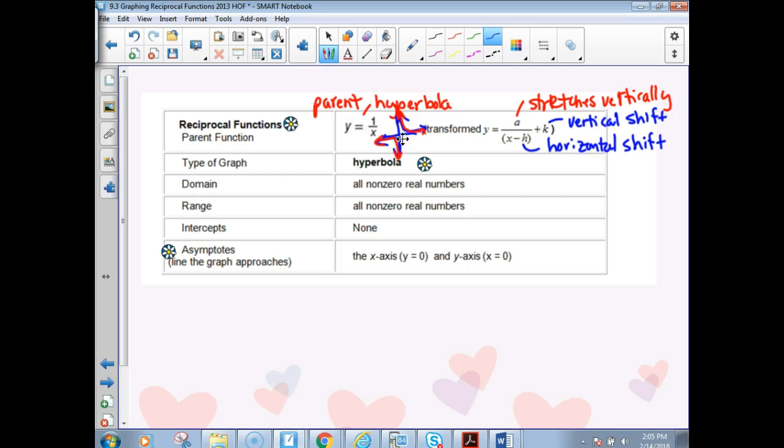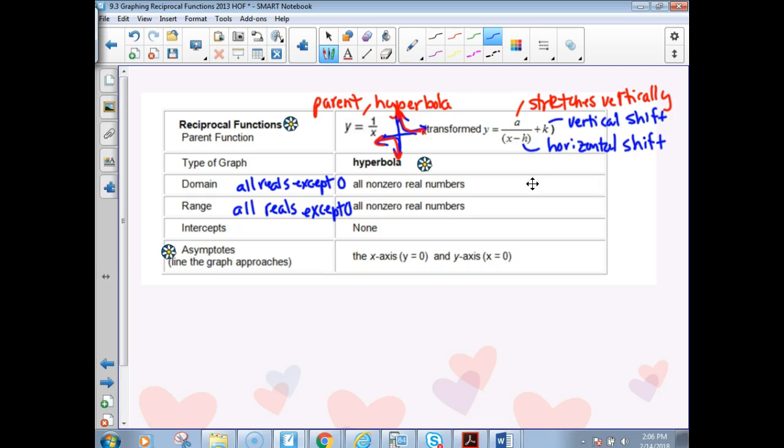All right, what we need to know about this graph is the domain we already talked about. For the basic parent graph, the domain would be all reals except 0. Can't have 0. And the range would be all reals except 0. That's what that's saying: all non-zero real numbers. We're going to write it more like that instead of writing all non-zero real numbers.